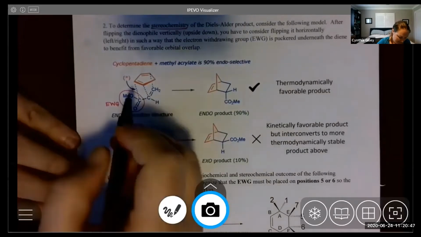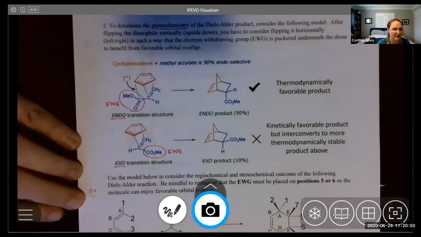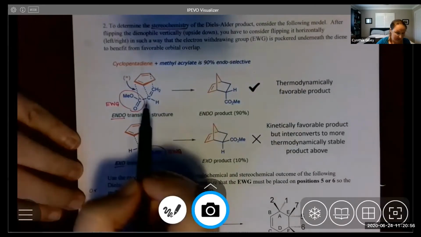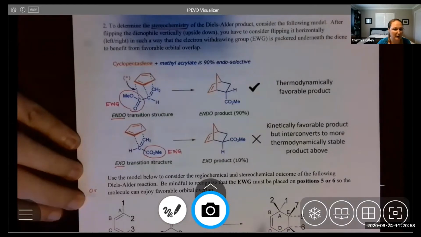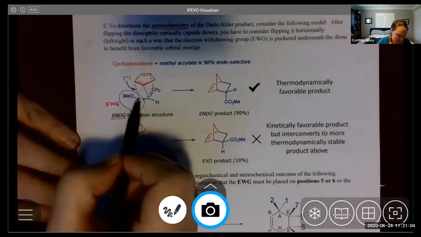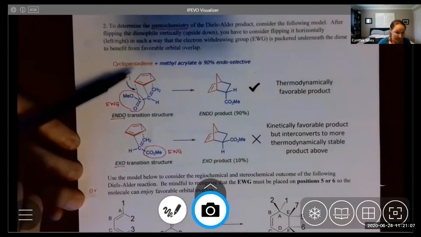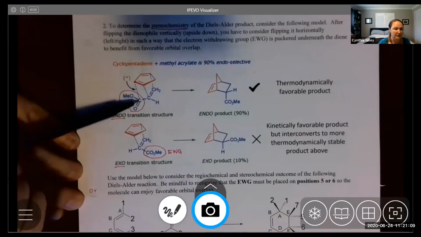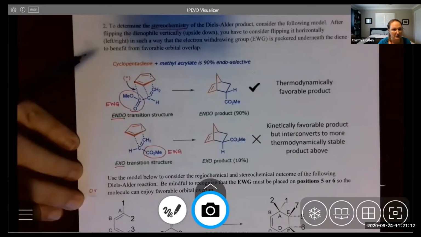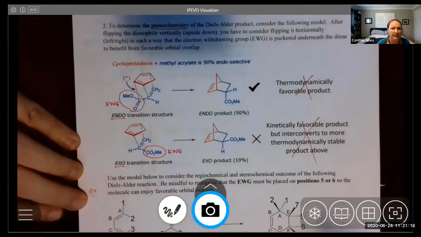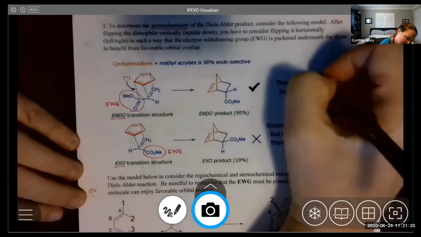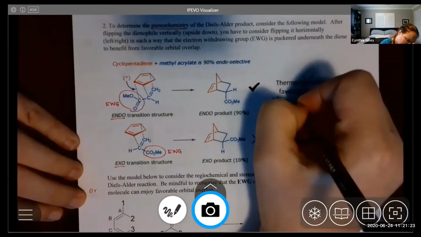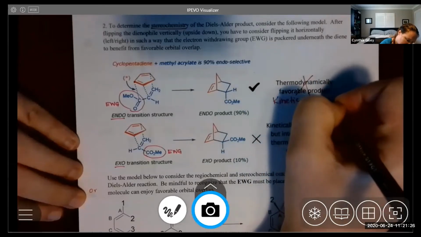We call this the endo versus the exo transition state. And it will prefer an endo transition state because of something called secondary orbital overlap, which I'll show you a better picture of once we actually draw in some orbitals. But there's a favorable interaction between an orbital on this carbon and an orbital on this carbon. And that leads to a lower energy transition state. The part that's wrong is this part. So this is actually the kinetic product. And this is the thermodynamic.